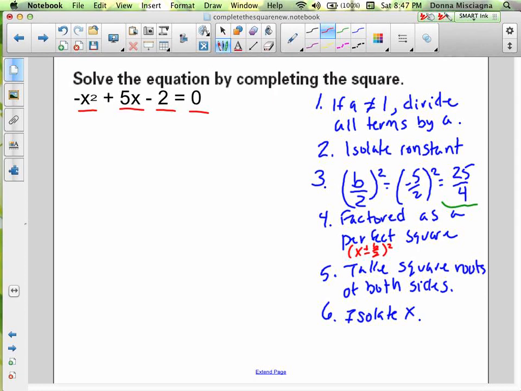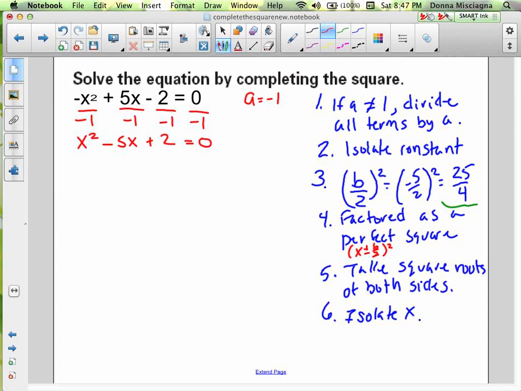There we go. So we're dividing everything by -1 because our a is equal to -1. Even the 0, so it won't change, but that's okay. Negative x squared divided by -1 is x squared. 5x divided by -1 is -5x. 2 divided by -1 is negative 2, wait, negative 2 divided by -1 is a positive 2, equals 0.